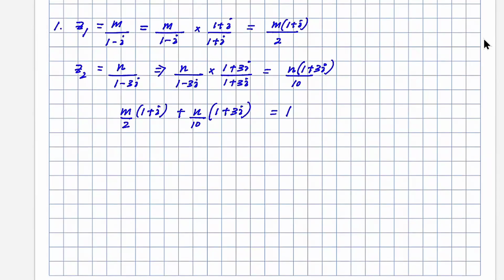Now if you look into this left-hand side and right-hand side, this is a very famous situation in past papers, this methodology. Now, you are going to group the real terms here, which is going to be m divided by 2 plus n divided by 10. And you are going to group the imaginary terms here, m divided by 2 plus 3n divided by 10. So now you can see the real terms and the imaginary terms separately. And that is equal to 1.